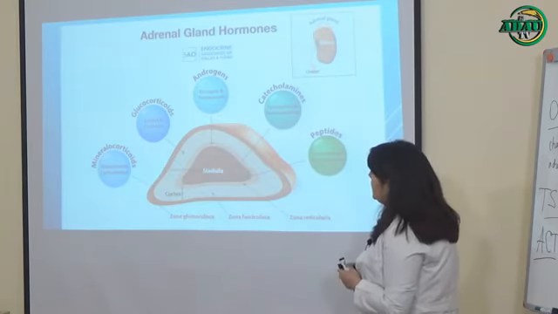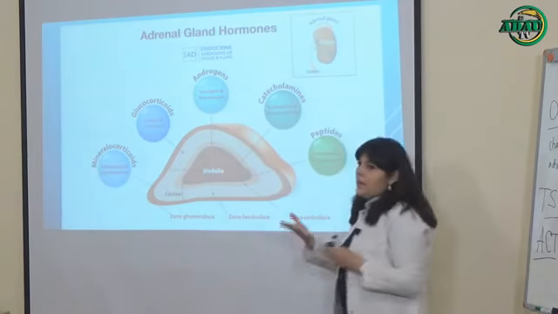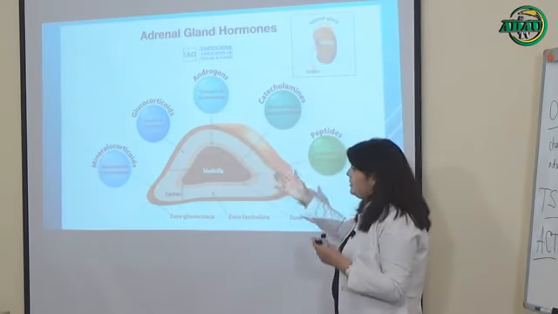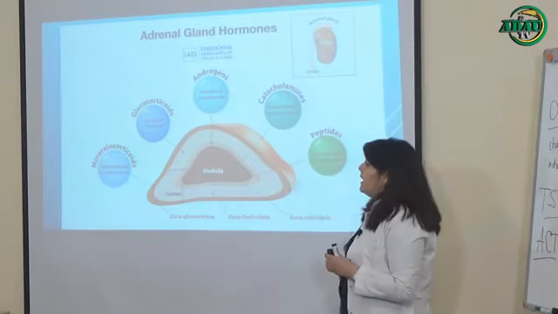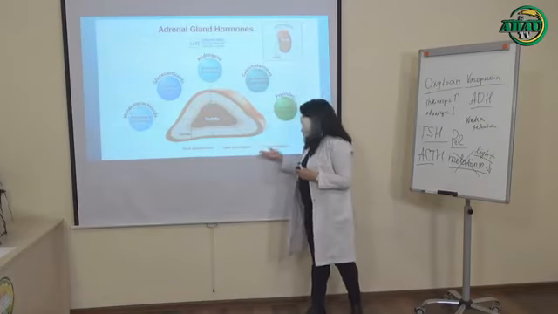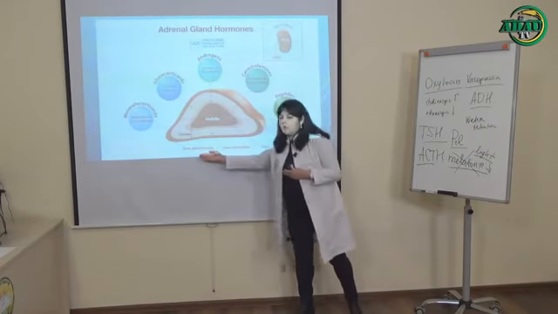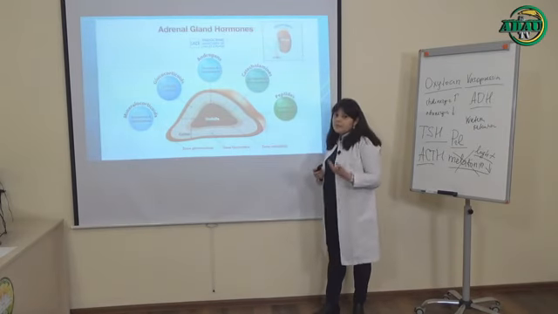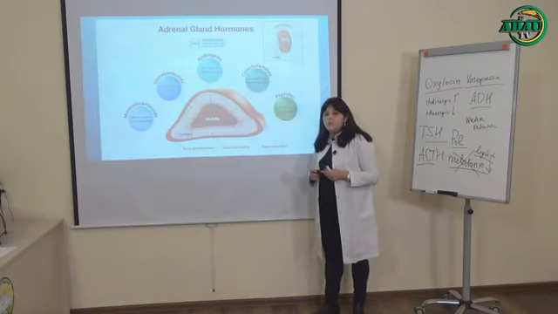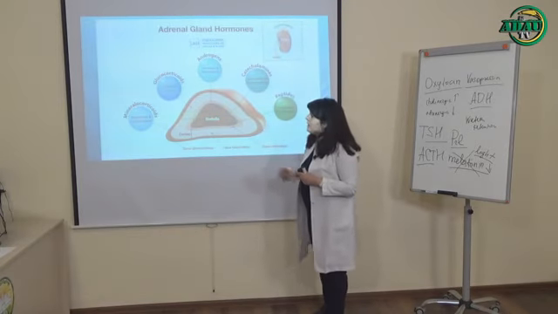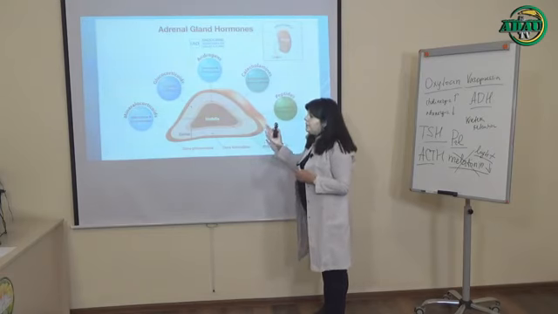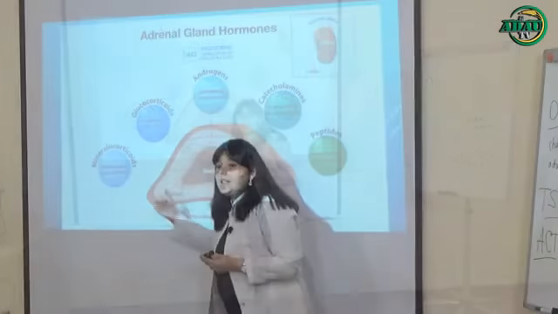And then here we have the cortex part. The cortex has three layers: the glomerular, fascicular, and reticular layer. In Latin, zona glomerulosa, zona fasciculata, and zona reticularis. So these are the Latin names of these layers. Which hormones are produced by these layers? The outermost layer mainly produces mineralocorticoids. Mineralocorticoids are aldosterone and corticosterone.